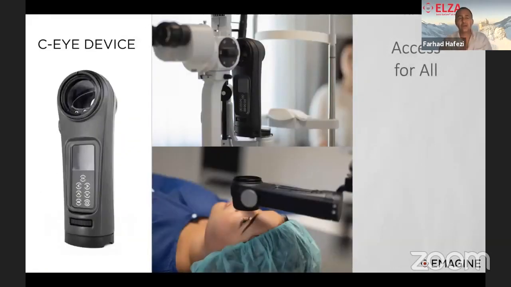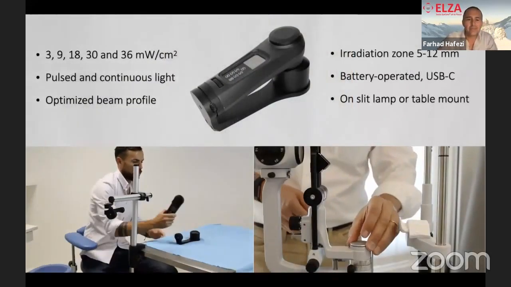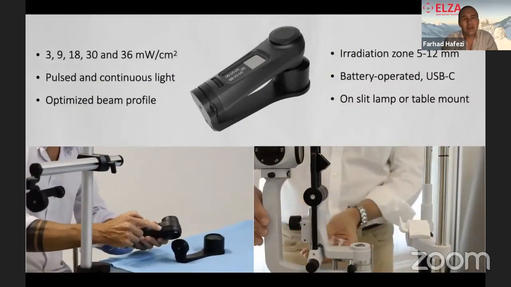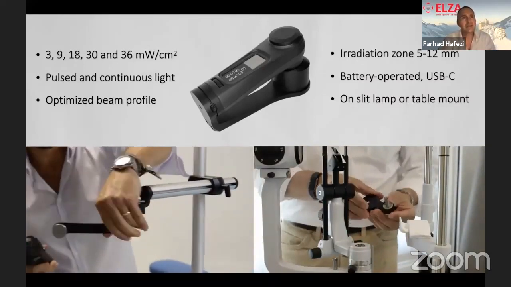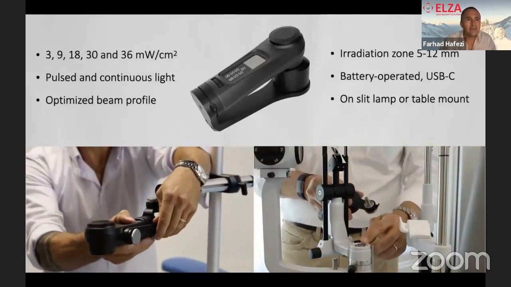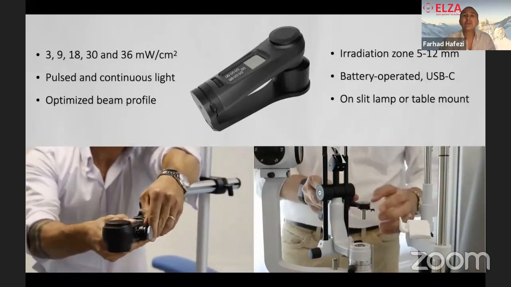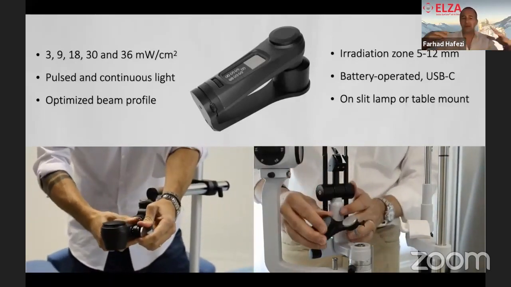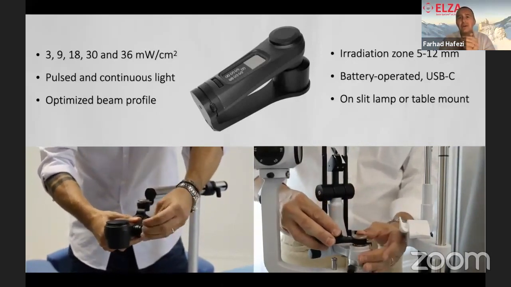Access for all, using cross-linking at the slit lamp or in the OR. Sorry for that. I hope the microphone is still on. As you can see, we cover the entire range of intensities: 3, 9, 15, 18, 30, and 36 milliwatts, continuous and pulsed light, with an optimized beam profile that gives more intensity in the periphery, and fully battery operated via USB-C.